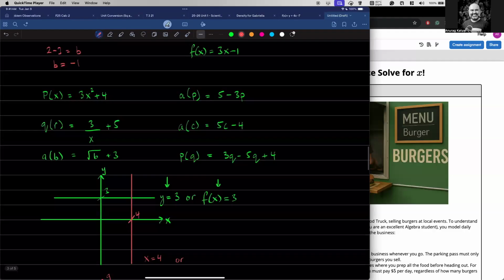Y equals 3, change to f of x equals 3. Did I do anything to the 3? So what do you think x equals 4 would turn into? Sorry? F of x equals 4. Trick question. You should memorize every single exception to the rule. Exceptions are the things where people get caught.